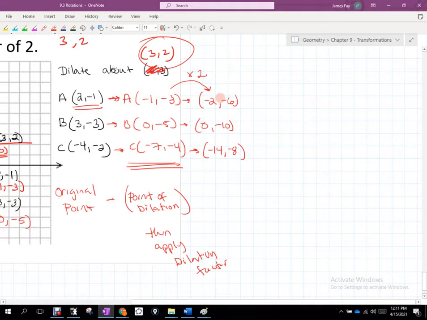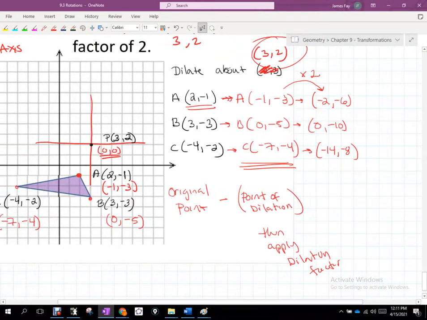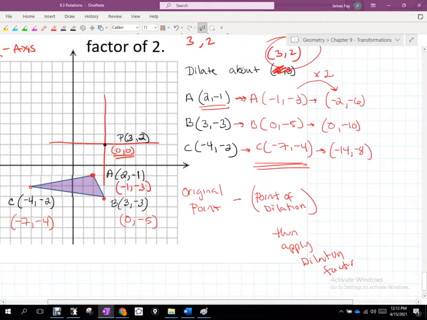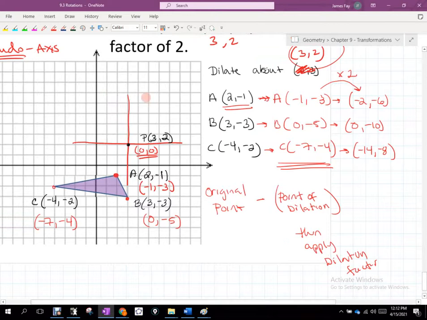Okay. Now, if I plotted those points off of this thing right here, I'm not going to have enough room to plot all of them because it's -14, -8, 1. But if I go negative from this point here, -2, down 6: 1, 2, 3, 4, 5, 6. Should be right there.